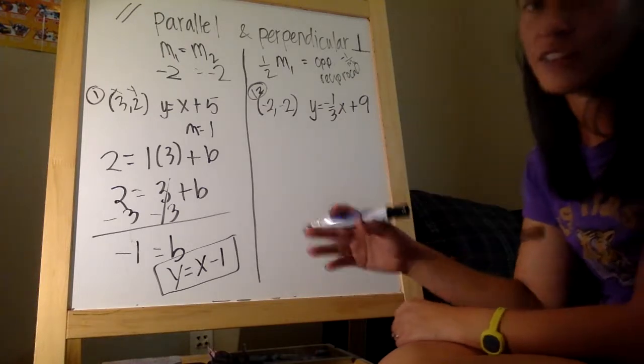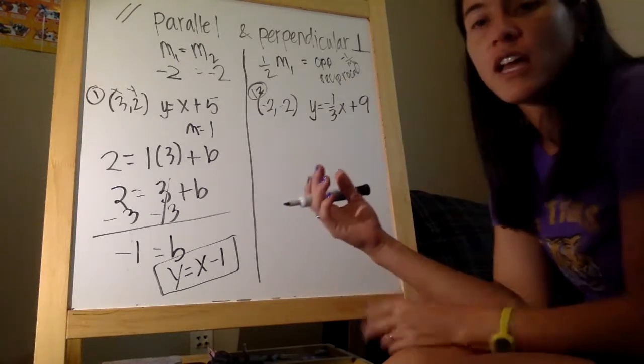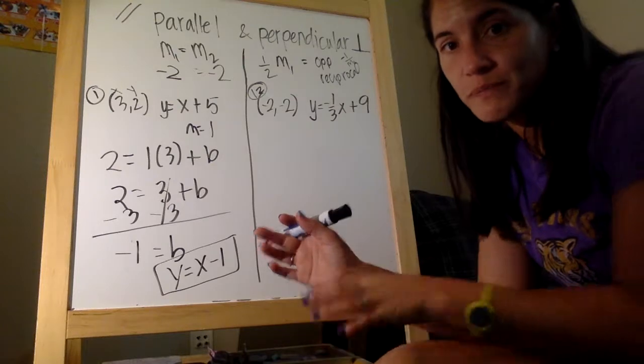So perpendicular lines, they are going to intersect at a 90-degree angle.